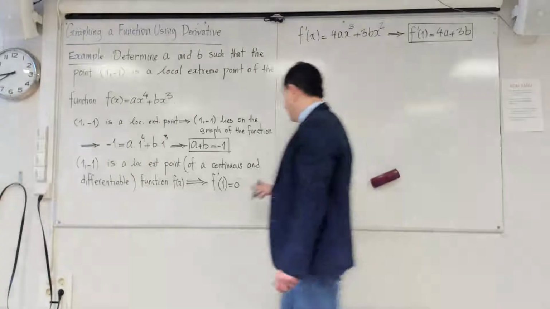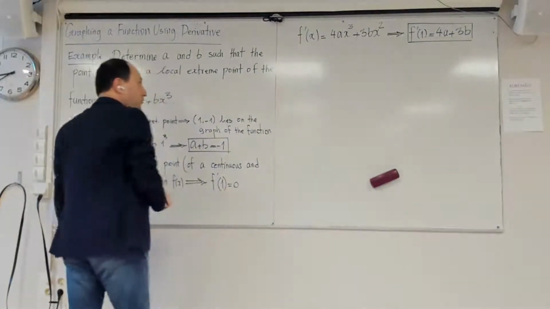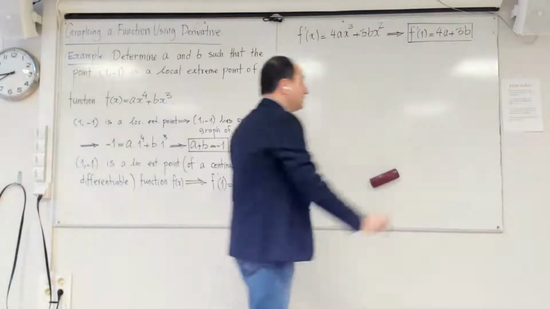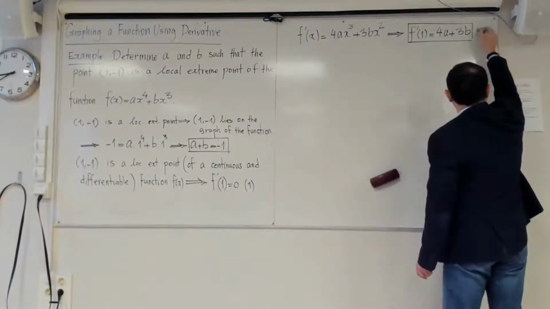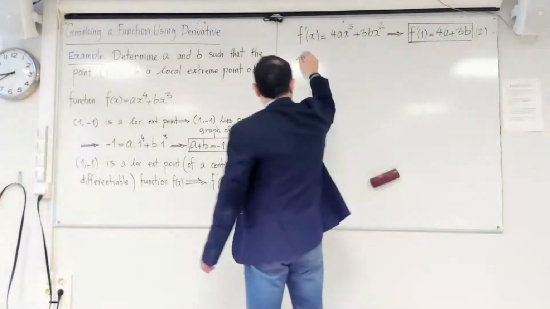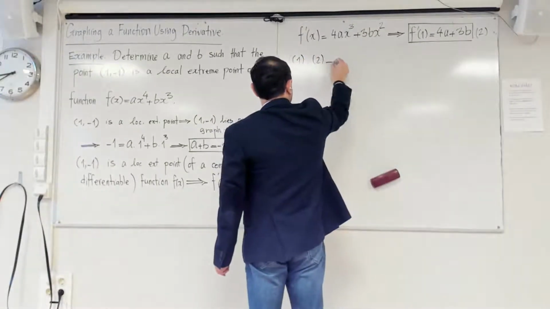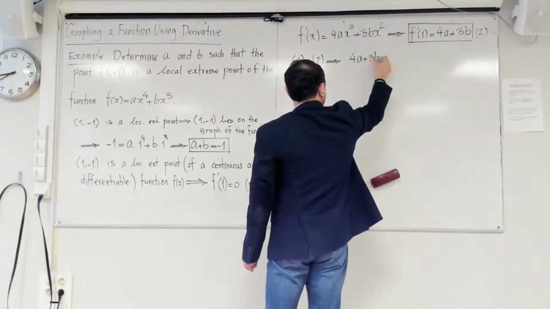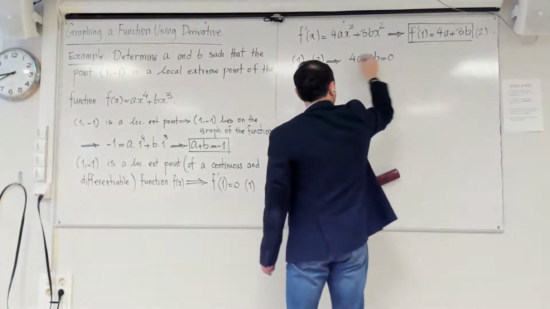Okay? So this is the f prime of 1. But I know that f prime of 1 is supposed to be equal to 0. So if I give the first equation the name number 1, and this one number 2, comparing them implies that 4a plus 3b is equal to 0.